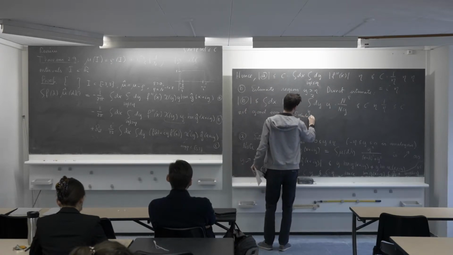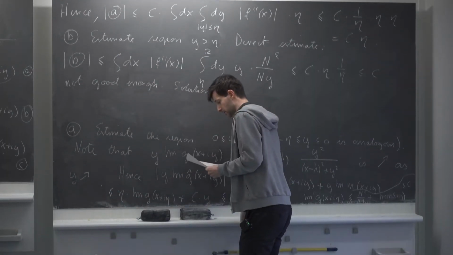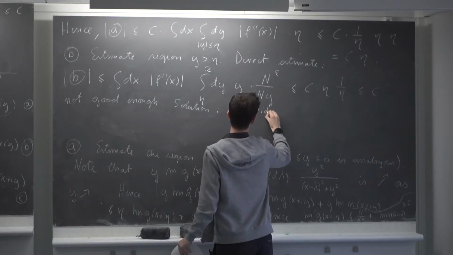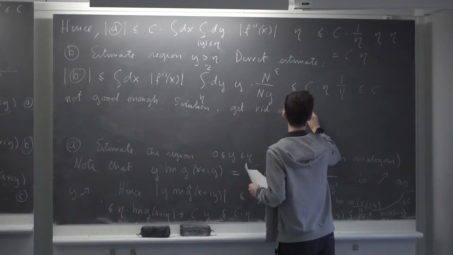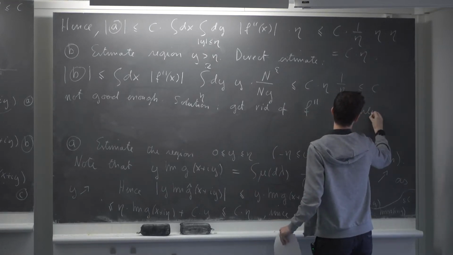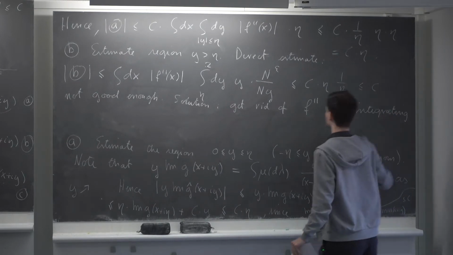So the solution: we shall get rid of f double prime by integrating by parts.